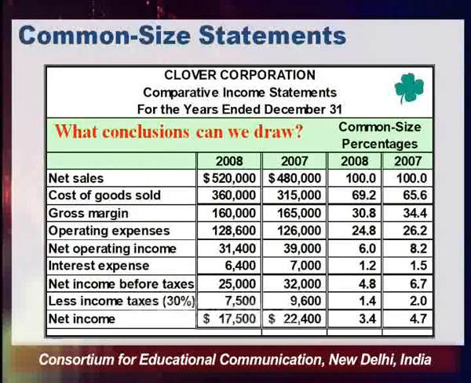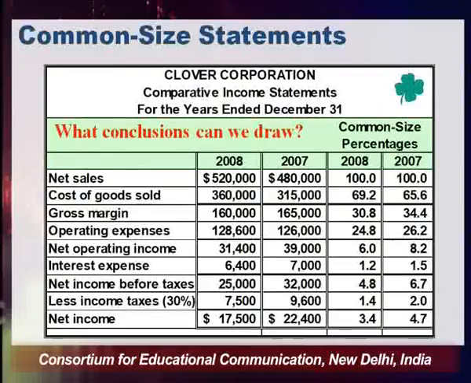So we are comparing the sales of 2008 with the rest of the data set of 2008, and for 2007 we have taken the common base of net sales and compared the rest of the variables of the income statement. The last thing is to draw the inference, right? So what is important is how we draw the inference. We can draw inferences by relating that my operating expenses are this much percentage of my sales, that my gross margin is this much percentage of my sales, and that is how we draw inferences.